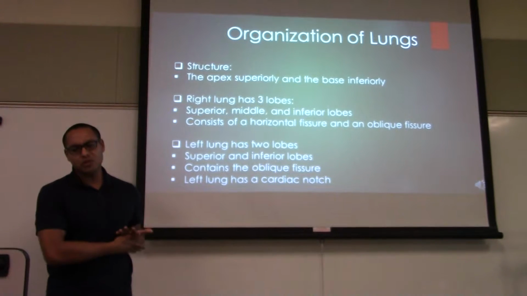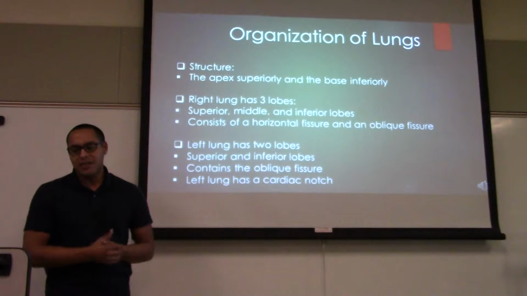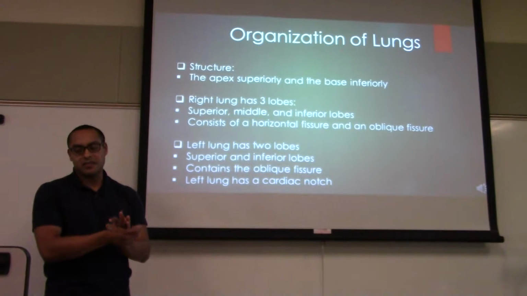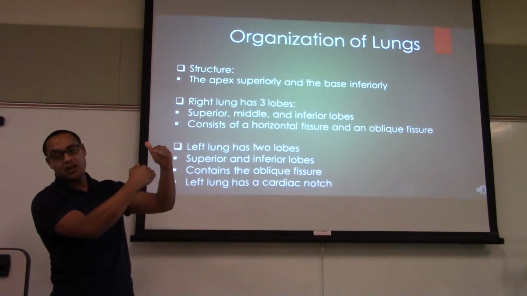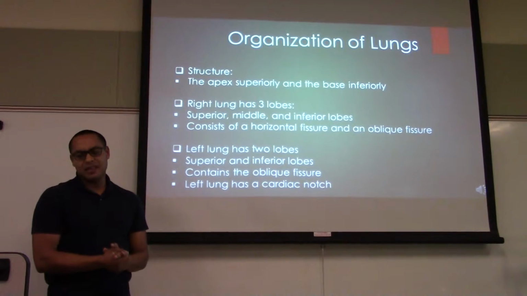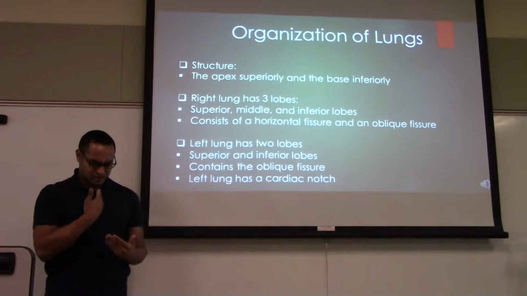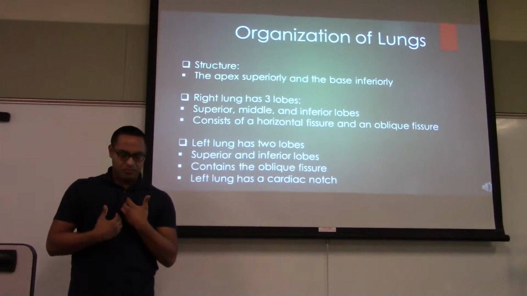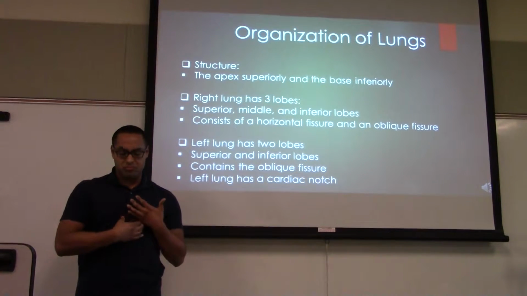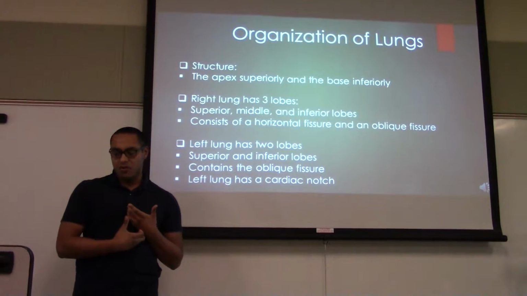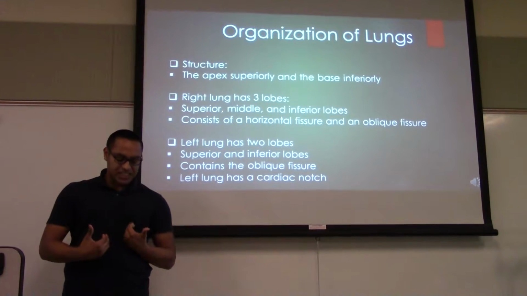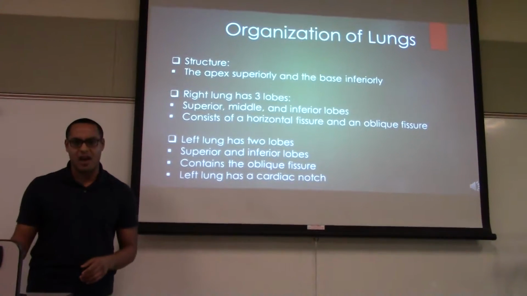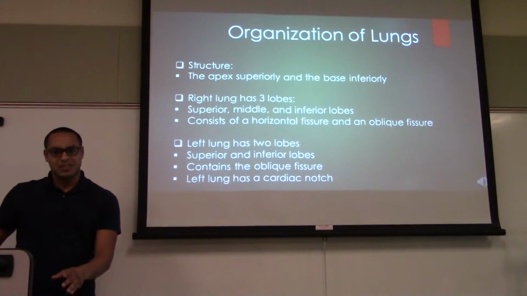And the left side of the lung has 2 lobes, superior and inferior, and it contains an oblique fissure to divide the superior and inferior borders. And the left lung has a cardiac notch, because here you have your sternum, and to the left of it you have your heart. And that heart needs room to pump, so the lung is already shaped for the heart. It's just the way the body works. But it has a cardiac notch, so it's good to know that.